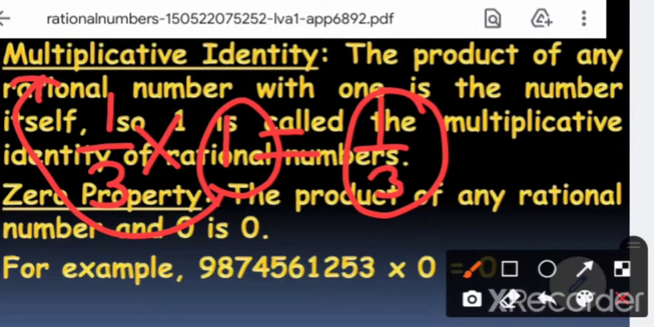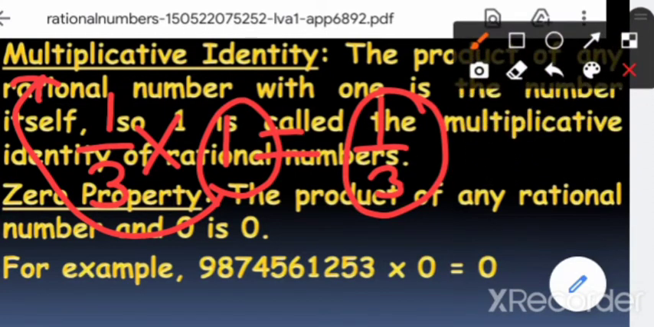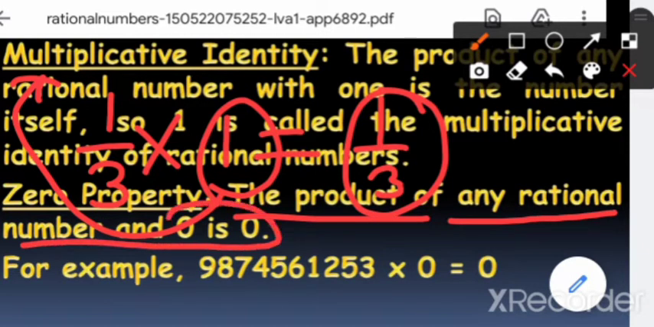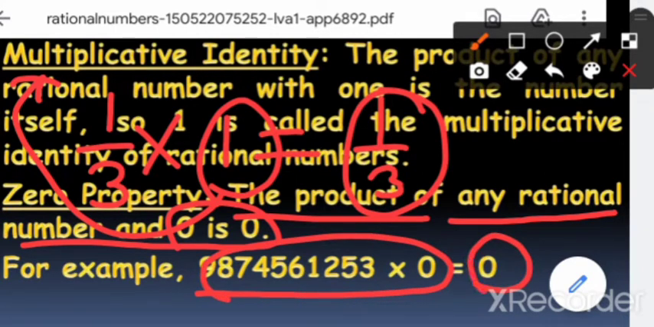Now it is clear. Next property is the zero property. The zero property means the product of any rational number and zero is zero. When any rational number is multiplied by zero, the result will be zero. Let's see an example for the zero property. The zero property says that if any number is multiplied with zero, the result is always zero.